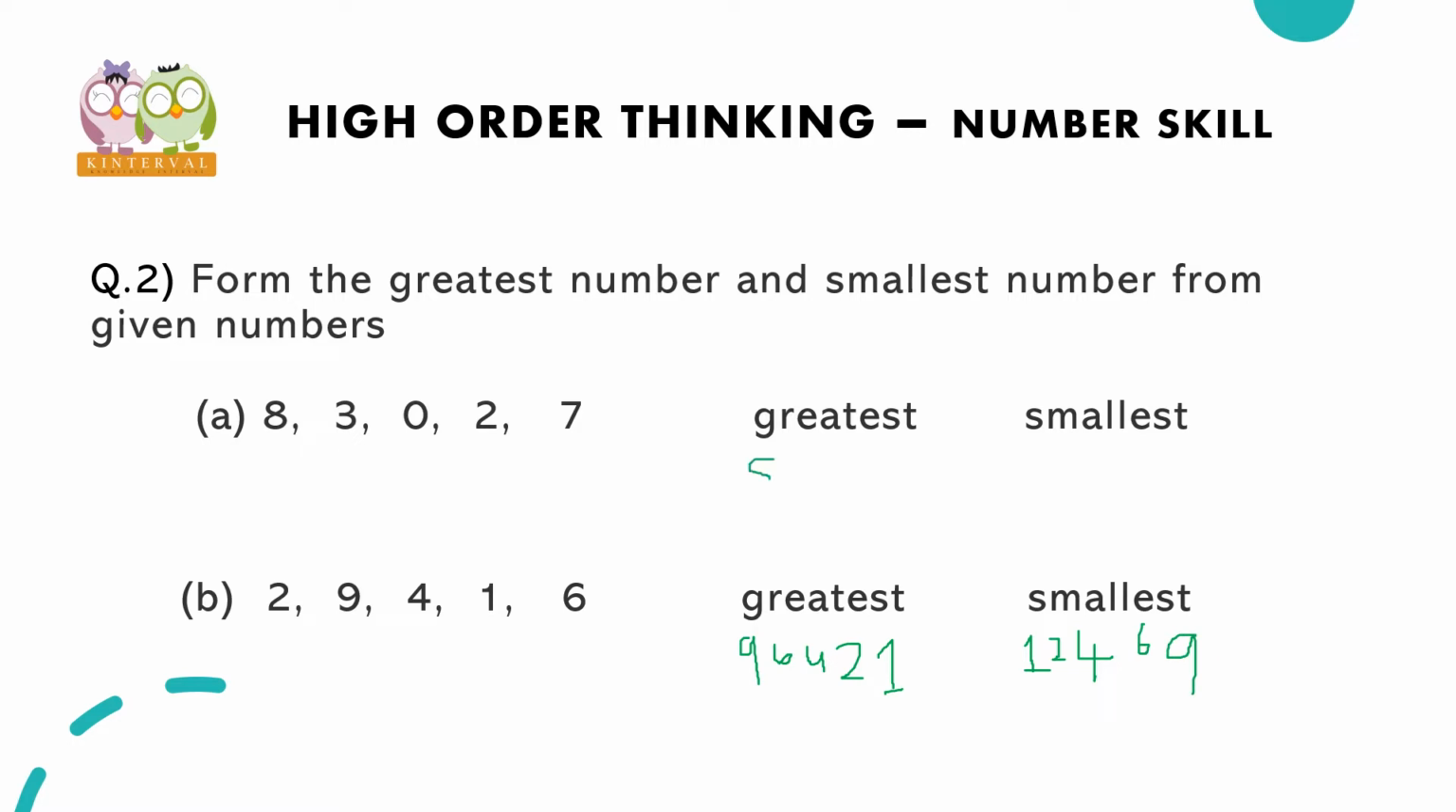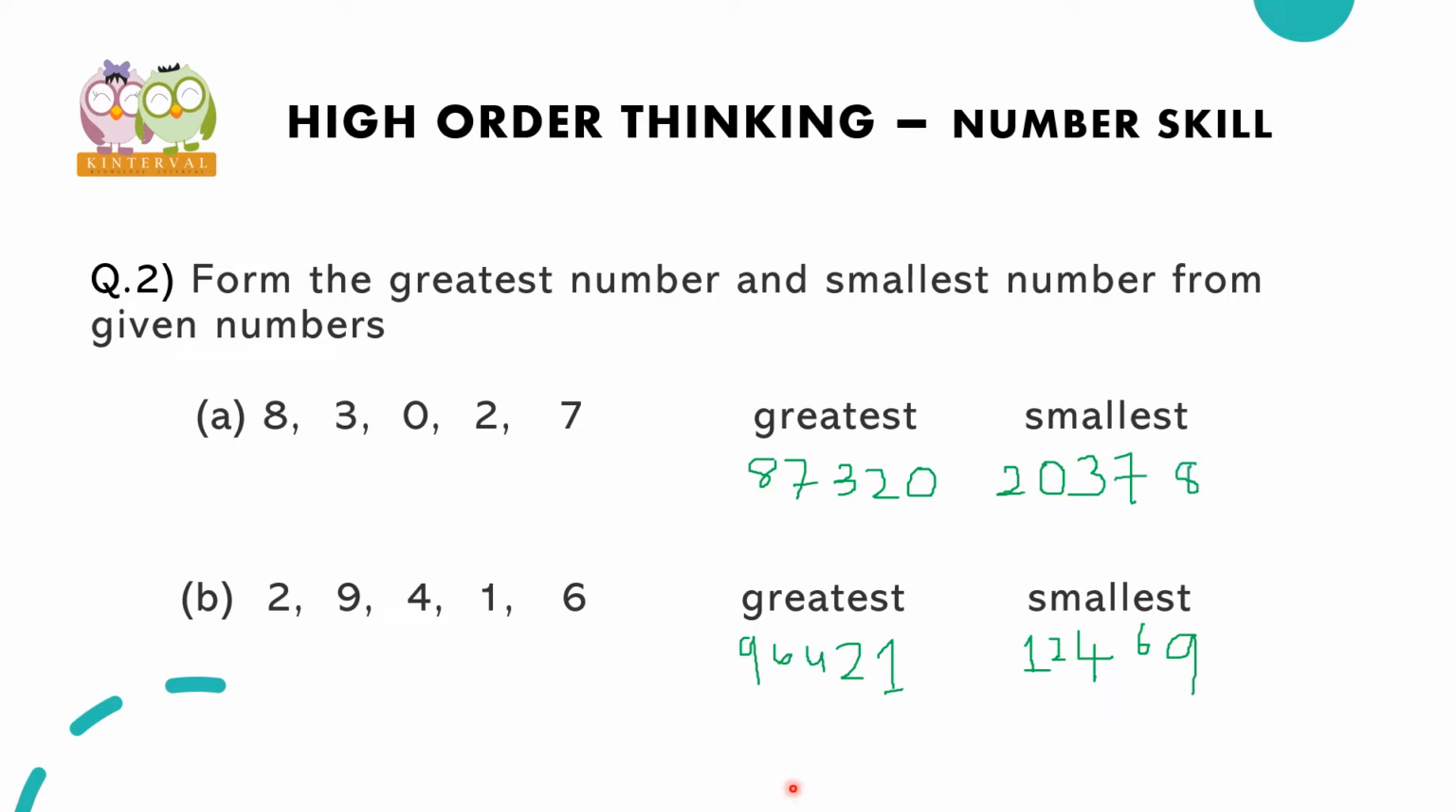The highest value number is 8, then 7, then 3, then 2, and then 0. While making the greatest number, 0 at the last place is normal since 0 is the lowest value. But while making the smallest number, if we keep 0 first, it doesn't make sense. So we will take the 2 first, put it in the highest place, then put the 0 in the second place from the left. This is a trick to make the smallest number. Then go ahead with 3, 7 and 8.